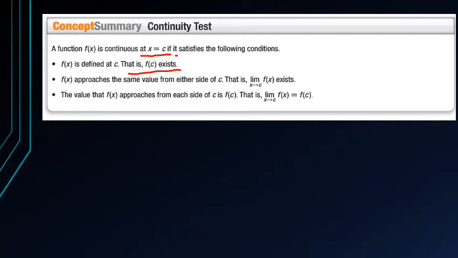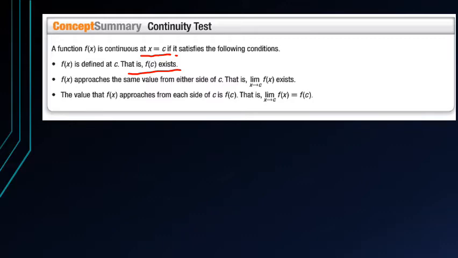Now, we may be asked to prove that it's discontinuous, but for right now, we're looking at identifying a point of continuity. And I'm on page 25 in our book, by the way. You may want to flip to that.